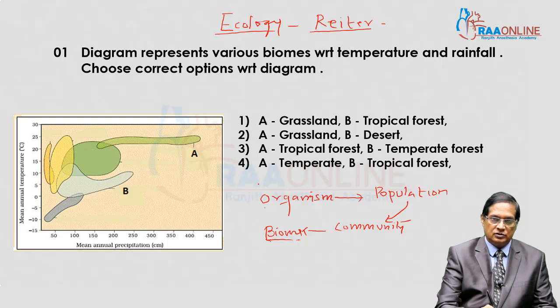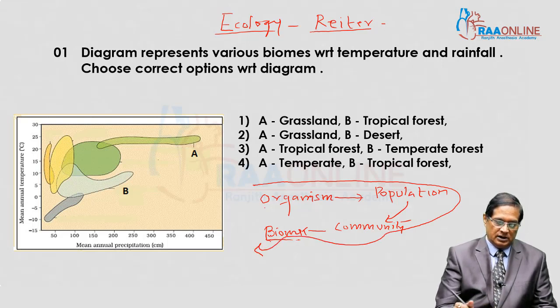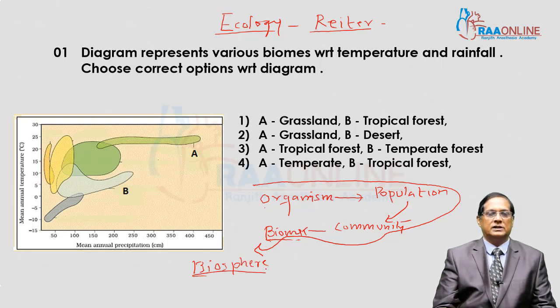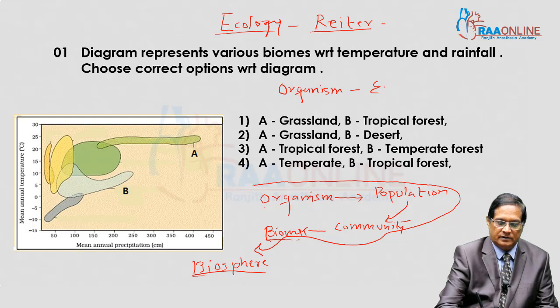This is the ecological hierarchy. It starts with the organism and ends with the biosphere. This entire living world is known as the biosphere. But when we talk about ecology, I have already mentioned that the two basic things studied in ecology are organism and environment.